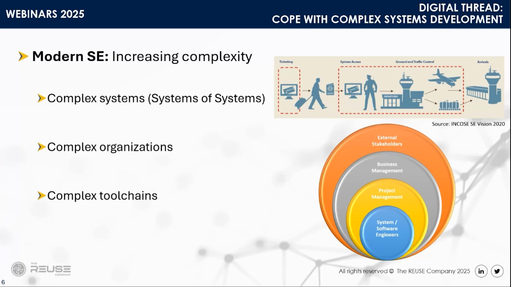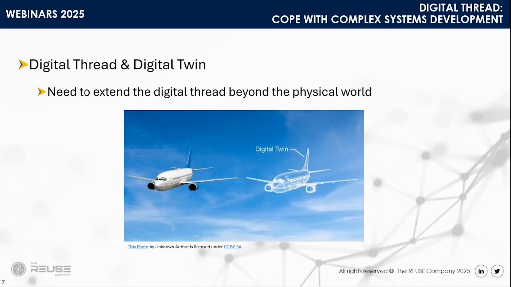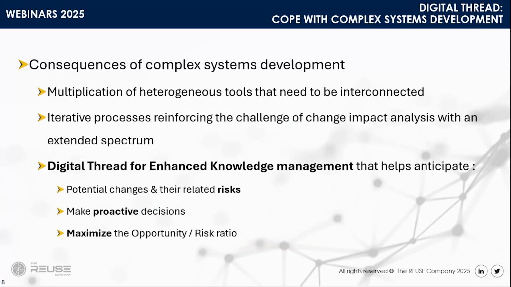connected. And we can even talk about a step further, which is that we also need to extend this digital thread beyond the physical world, including with this concept of digital twin. So it's not only maintaining a digital thread of the physical system, but also going beyond that. That's bringing a lot of consequences for the development of such systems and making sure they're efficient.